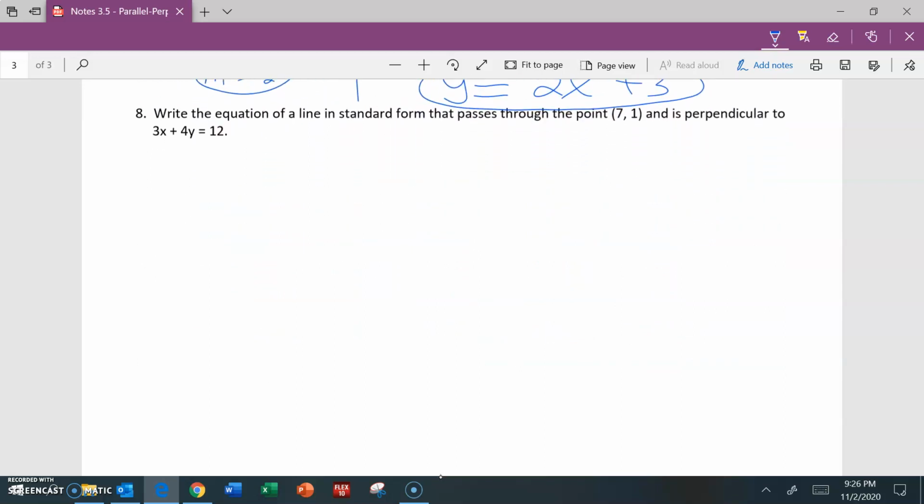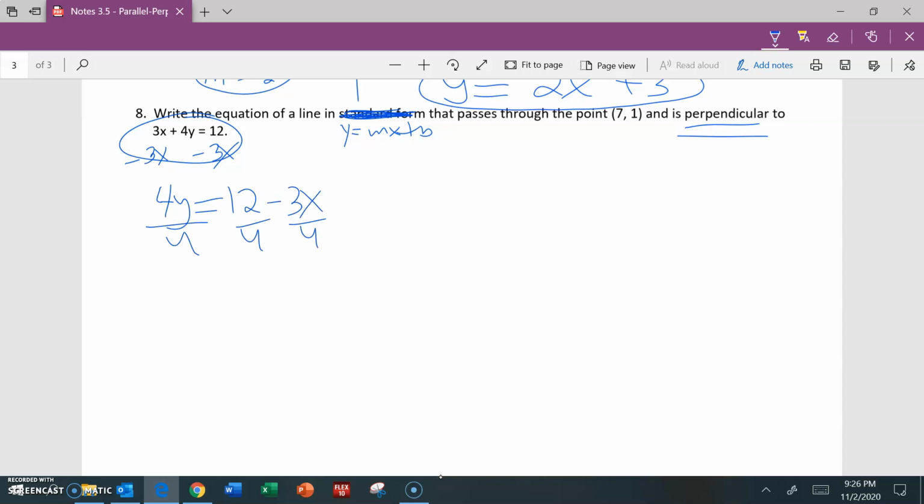Last but not least, we want to write the equation of a line. Ignore standard form. Sorry. That should say y-intercept form. So we're going to do y equals mx plus b form, just like we've been doing on all the other ones. Okay, so perpendicular to this. So once again, I'm going to have to figure out the slope of this line by getting y by itself. So we have 4y equals 12 minus 3x, divide everything by 4, those are 4s. And we have y equals 3 minus 3/4 x.